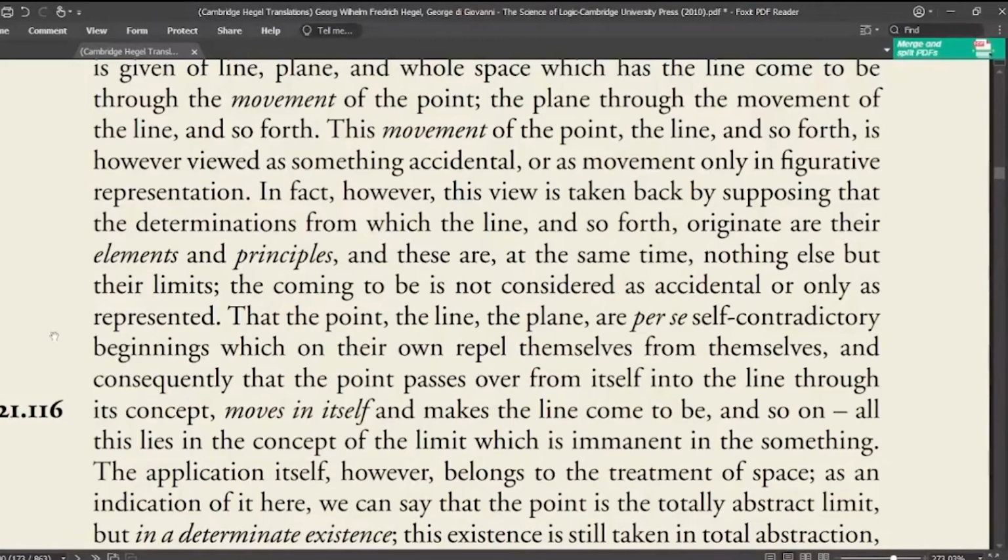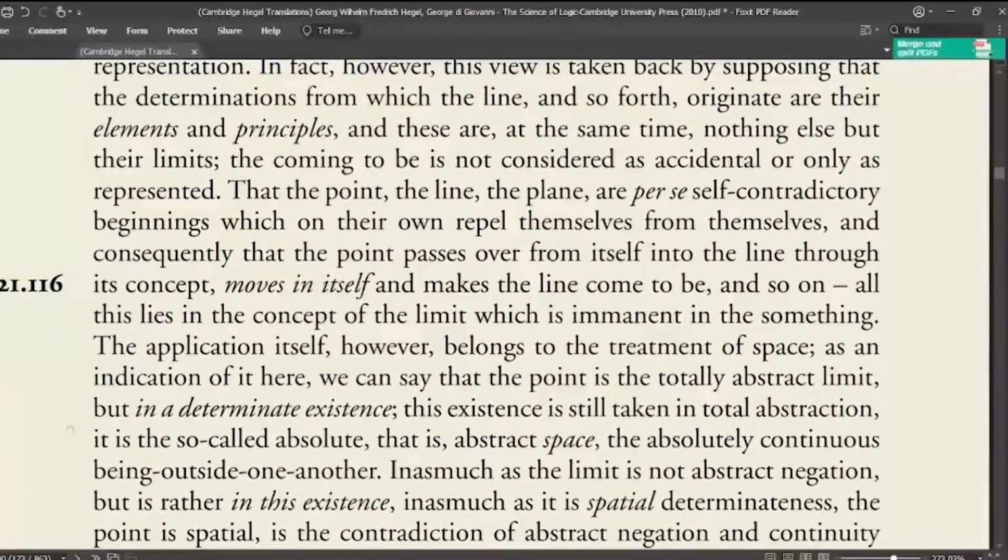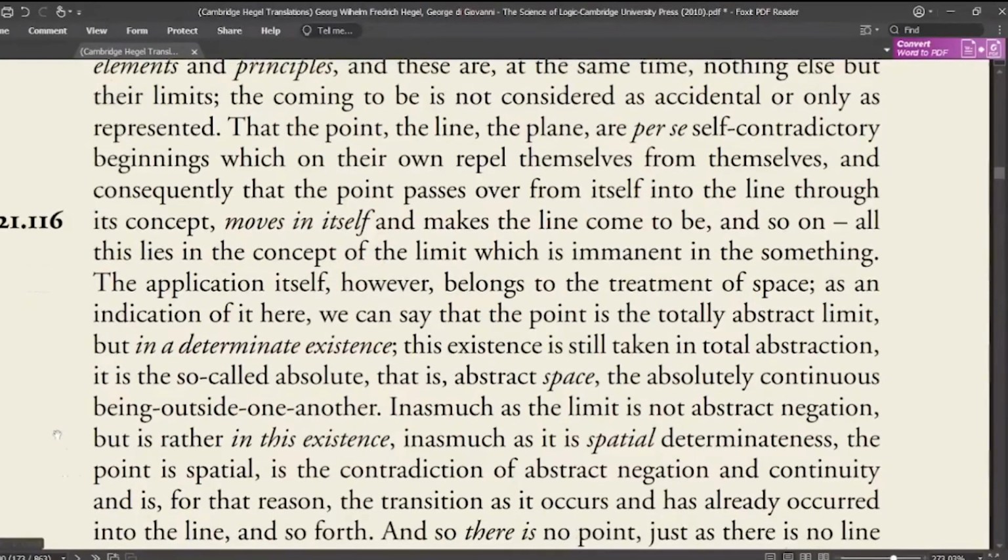All this lies in the concept of the limit which is immanent in the something. The application itself, however, belongs to the treatment of space. As an indication of it here, we can say that the point is the totally abstract limit, but in a determinate existence. This existence is still taken in total abstraction. It is the so-called absolute, that is, abstract space, the absolutely continuous being outside one another.